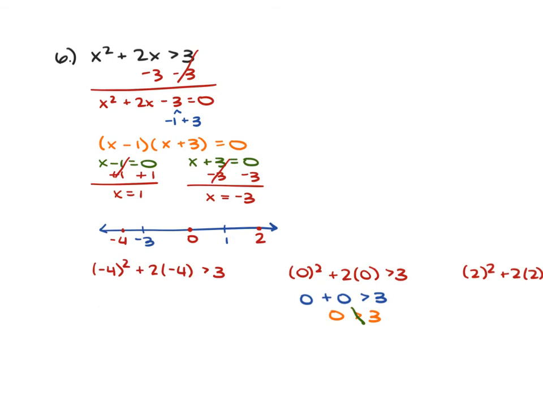So I'm going to shade to the left of that -3 and to the right of that 1. I just have greater than, so my circles are going to be open on the -3 and the 1. To use my interval notation, I'm going to have negative infinity, comma, -3 with parentheses on both, with a union of positive 1, comma, infinity with parentheses on both of those.